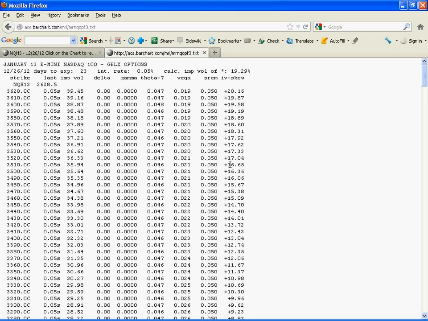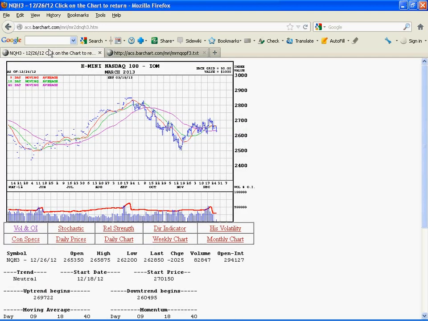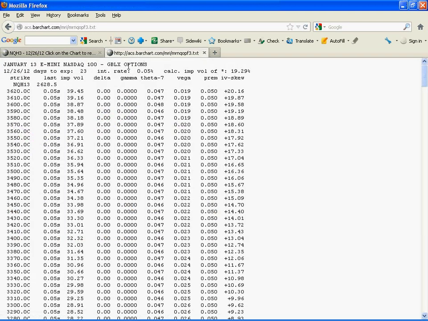I want to go over a quick example of my price per day trades using the E-Mini Nasdaq 100. Here's a chart of the March contract. January options follow the March contract. The March contract closed at 2628.50. January options contracts have 23 days left until expiration.